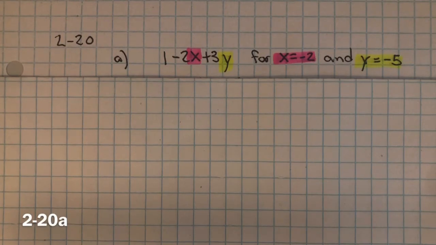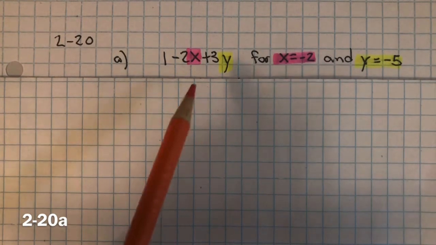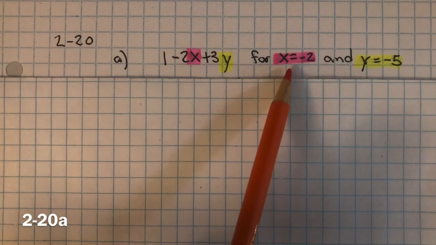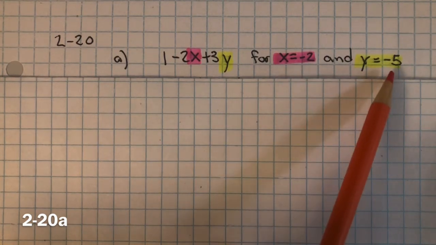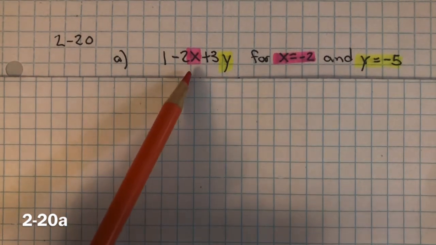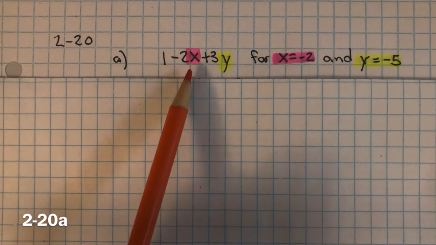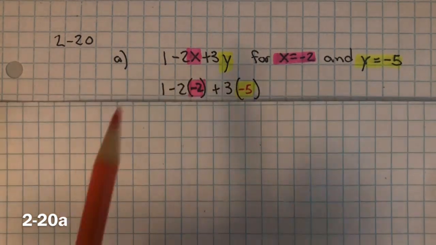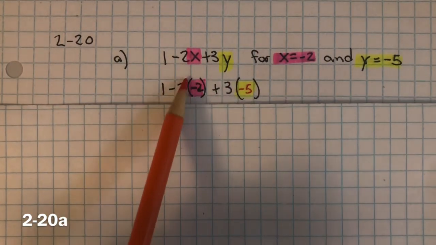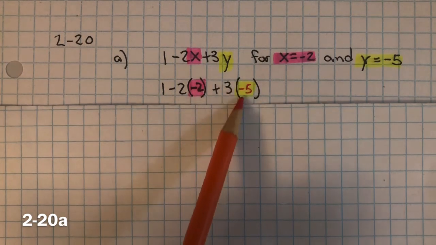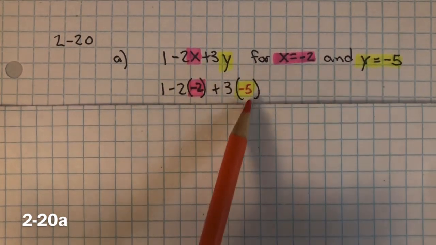Problem 220, evaluate the expressions for the given values. So we have 1 minus 2x plus 3y for when x equals negative 2 and y equals negative 5. So we're going to substitute the values negative 2 and negative 5 for x and y. So x equals negative 2. Always put what you're substituting in parentheses. And y equals negative 5.